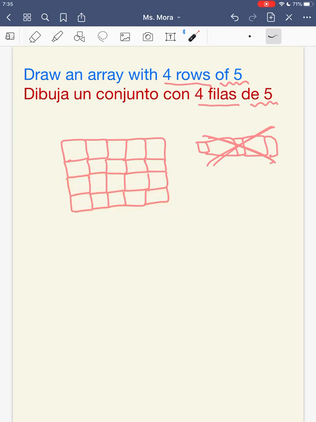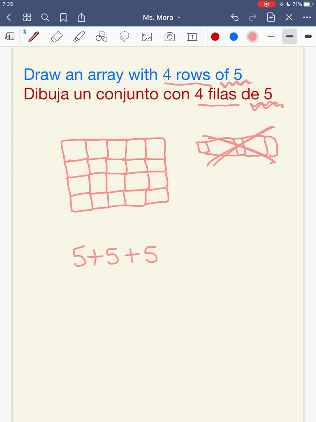Okay, so my repeated addition sentence, because I'm adding the number inside of each row, voy a sumar el número en cada fila. It's 5 plus 5 plus 5 plus 5 equals, and I know 5 plus 5 is 10, plus 5 is 15, plus 5 is 20. So my total is 20 squares. Alrighty, mi suma repetida es 5 más 5 más 5 más 5, porque es el número dentro de cada fila, y mi total es 20.